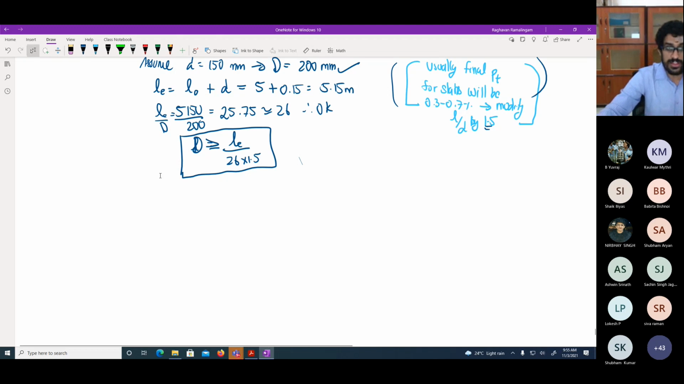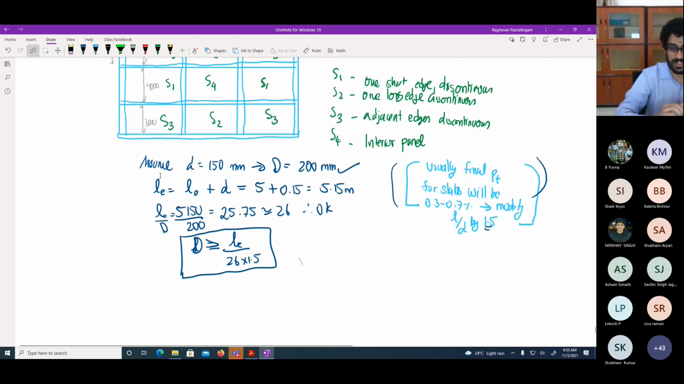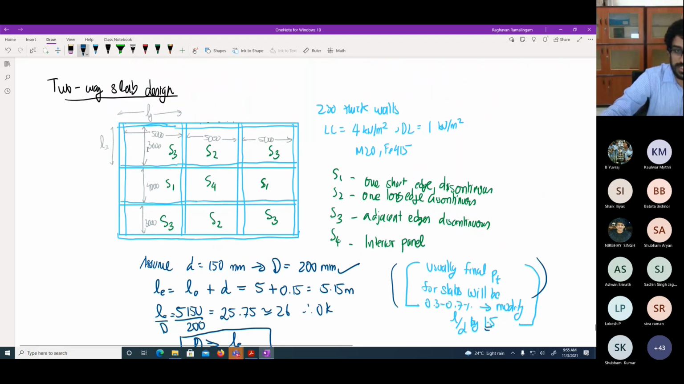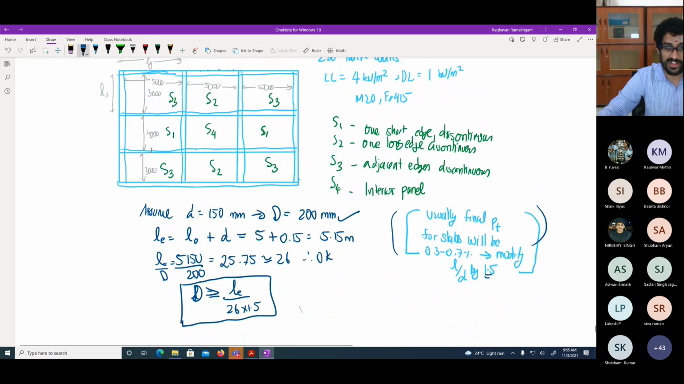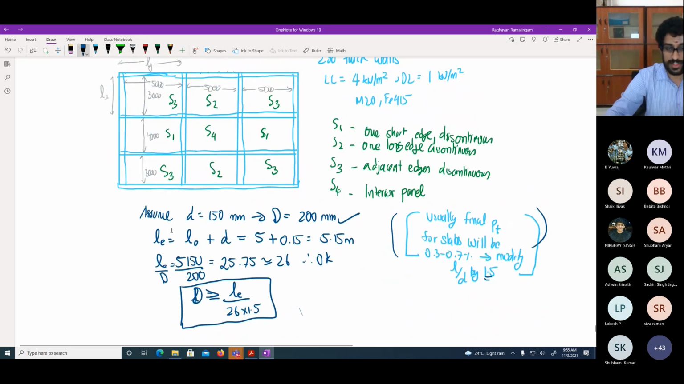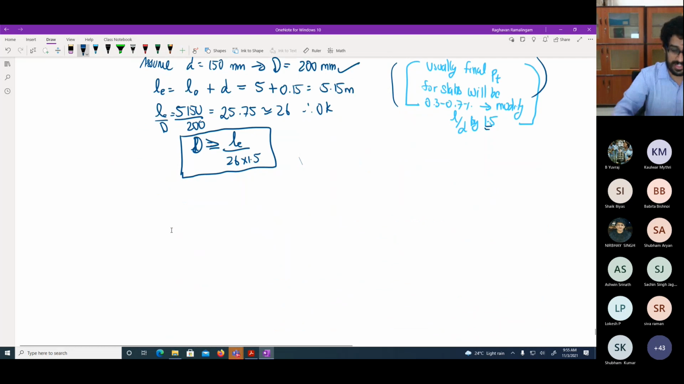Then my Ly by Lx. If I look at the system over here, S3 and S2 will have the same aspect ratio. S1 and S4 will have the same aspect ratio because they are on the same size. The only thing is the effective spans along the y direction. So Ly everywhere is 5150 mm or 5.15 meter.